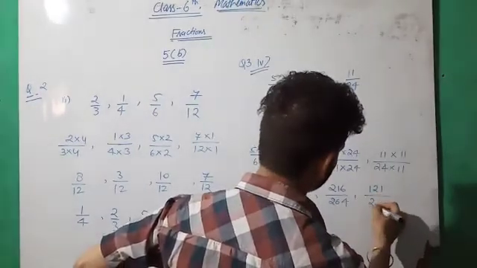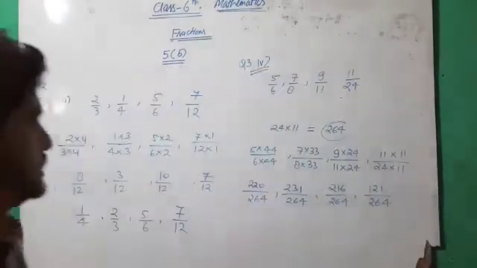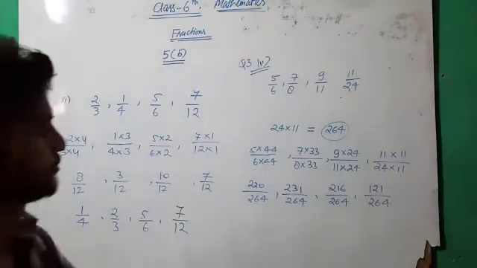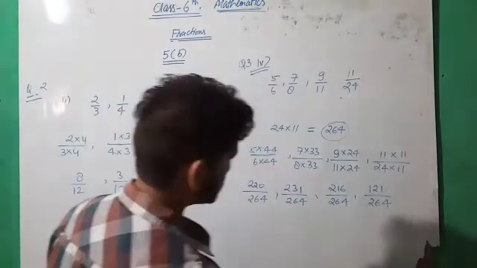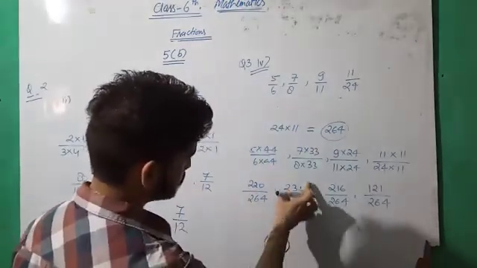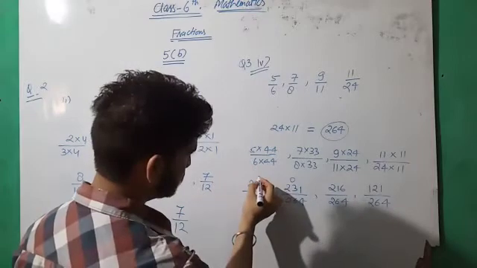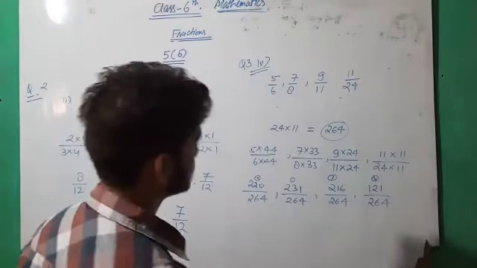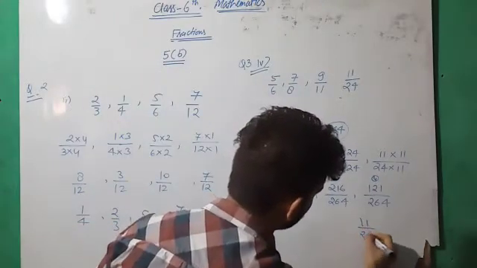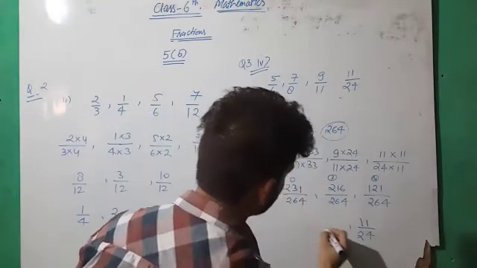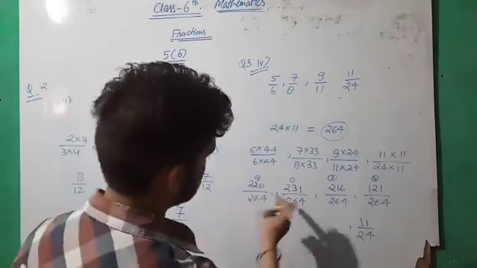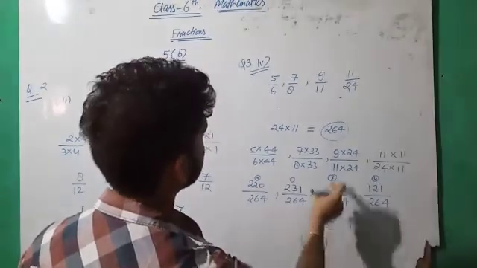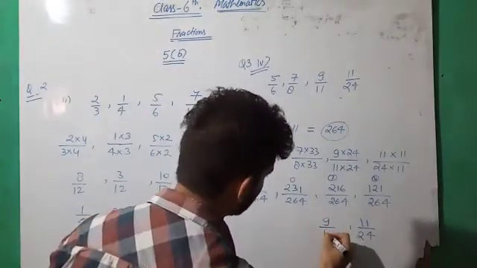Now we have to arrange these in descending order, because question number 3 says to arrange in descending order. So for descending order, the first one is 231, then second 220, third, then fourth. The fourth one is in the same order, so 11 by 24 is in the same place. Then we have first, second and third. The third, 9 by 11, is again in the same order.